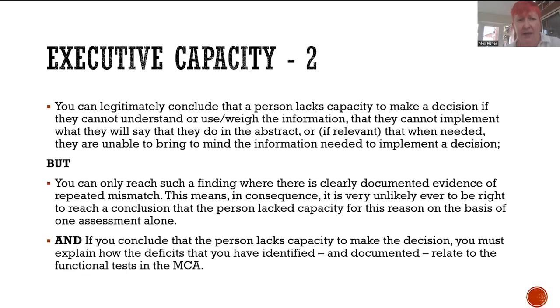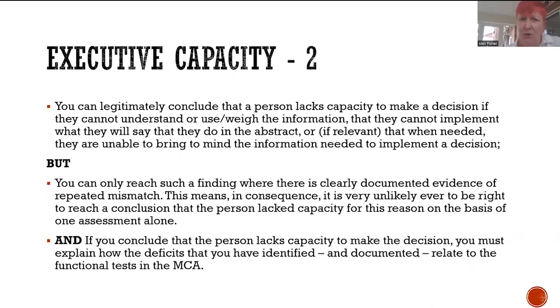So you can see that actually, perhaps if you've only noticed it once, okay, you can make the assessment, but you can't come to a conclusion. But if it's happening over and over again, you're adding layers and layers and layers to your assessment. So you can only reach a finding of having a problem with executive capacity when there's that repeated mismatch. So there needs to be clearly documented evidence along the way of this repeated mismatch. And then what you do is you test that, and you come to some form of decision as to whether that person lacks capacity for this reason. And then with your documentation, if you conclude that, you must explain how the deficits you've identified and documented relate to the functional tests in the MCA, Mental Capacity Act.